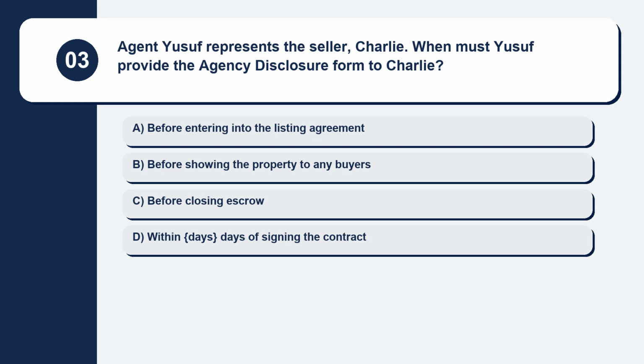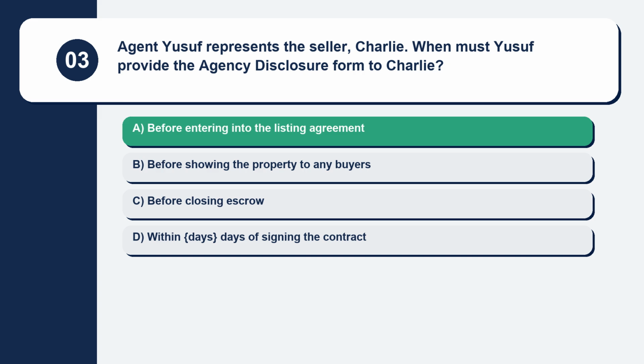Question 3. Agent Yusuf represents the seller, Charlie. When must Yusuf provide the agency disclosure form to Charlie? Here are your options. Option A, before entering into the listing agreement. Option B, before showing the property to any buyers. Option C, before closing escrow. Option D, within days of signing the contract. The correct answer is option A, before entering into the listing agreement.